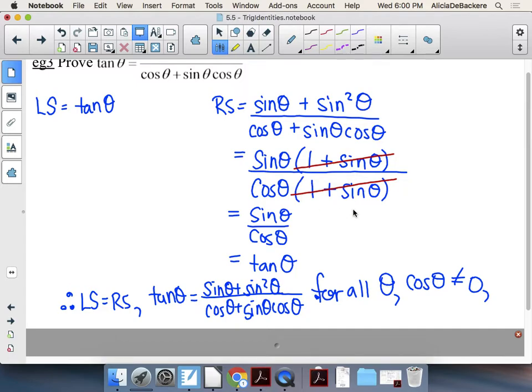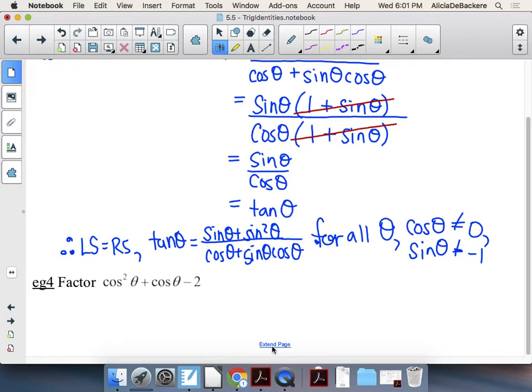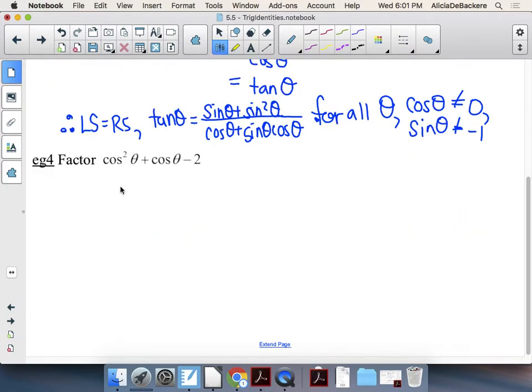So if 1 plus sine theta equaled 0, that would mean that sine theta is negative 1. So we can't have sine theta equal to negative 1. That won't do. And so there we've proven it, and we've got our restrictions. One more type of factoring that I'd like to take a look at. This might show up in the middle of an identity. Here it's just the expression, so we don't have to worry about the whole identity.